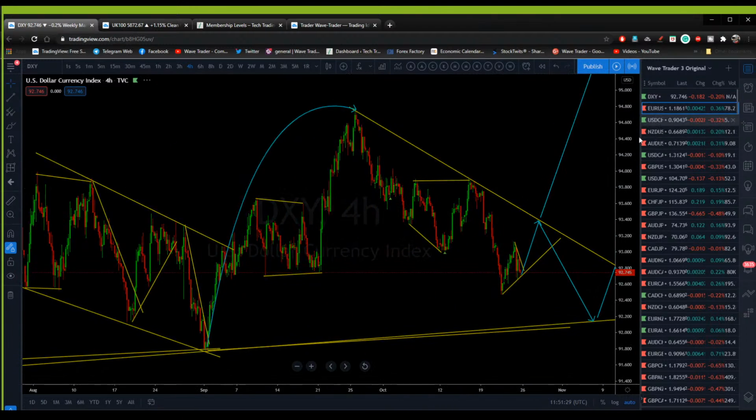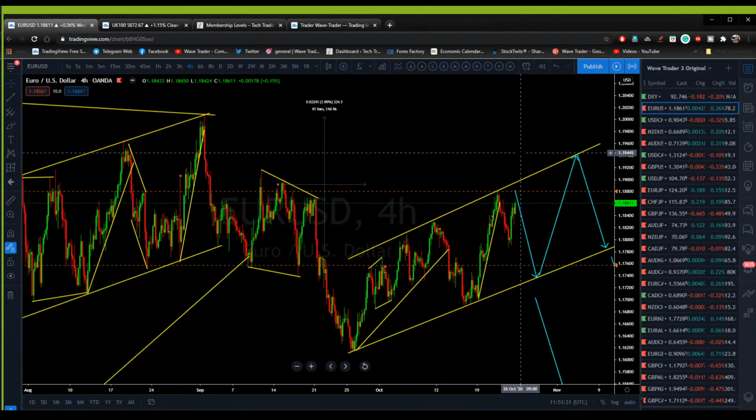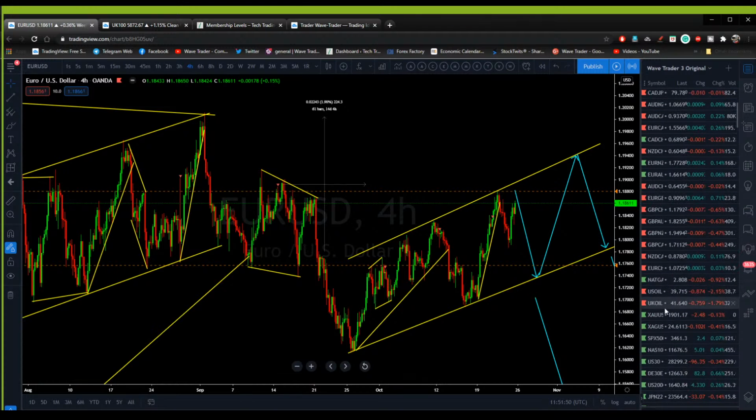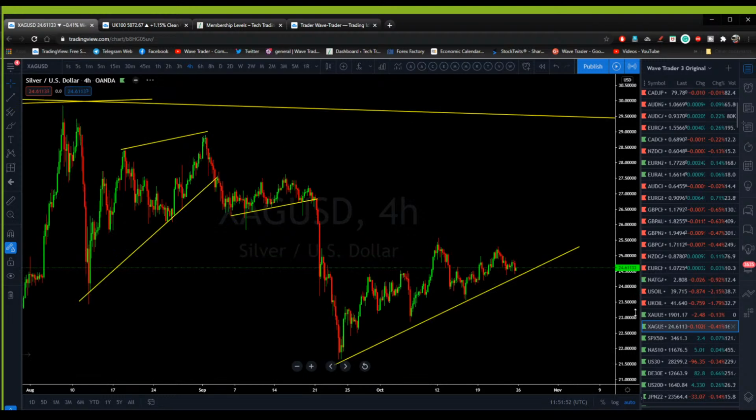Is there any question, guys? Gold and silver, there is a daily correction, both of them to break down. This daily correction to break down.